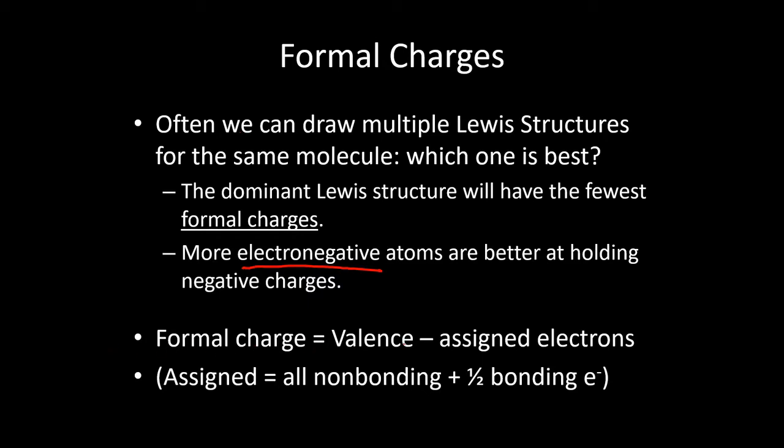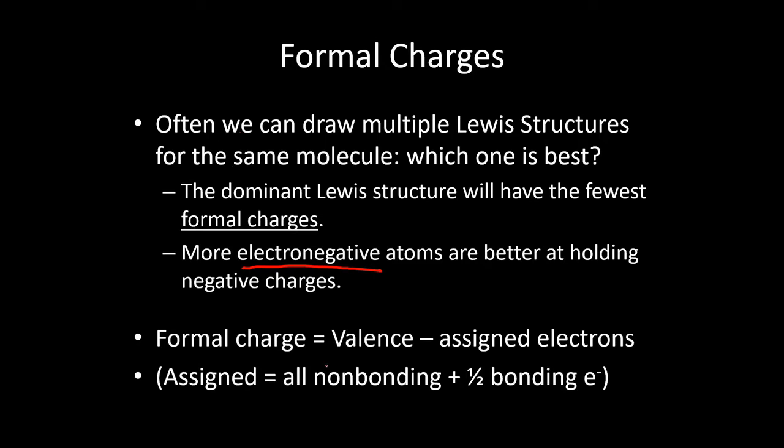So this is our equation for calculating the formal charge on an atom in a Lewis structure. The formal charge is the number of valence electrons that that element has minus the number of electrons that are assigned to it. Which then begs the question, which electrons are assigned? And that's what we figure out down here.